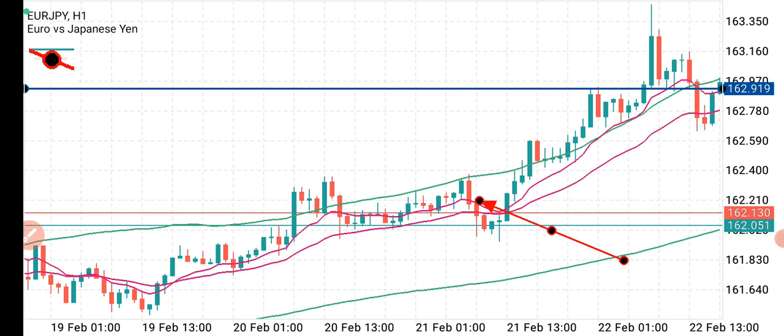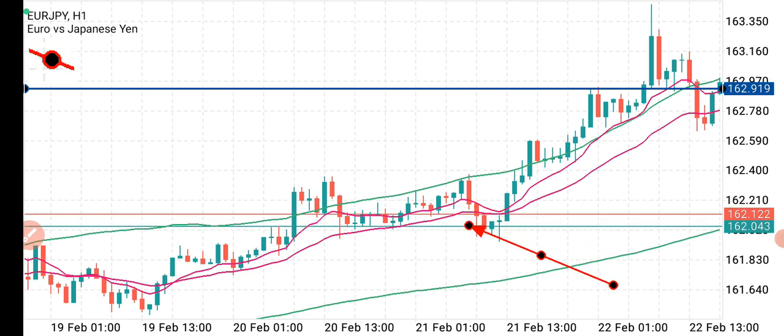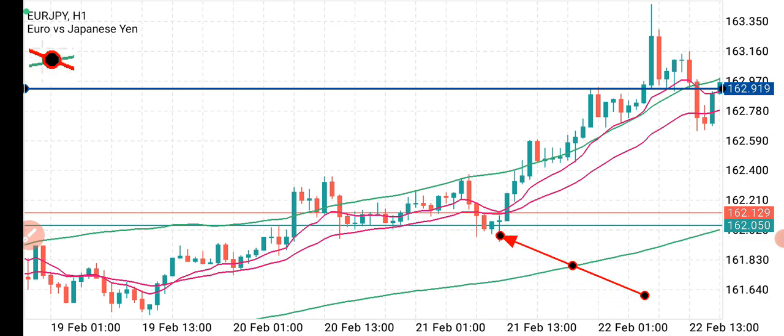Good. Look at this particular one. This pin bar. You make your entry at the close of the pin bar. Stop loss 15 pips below.